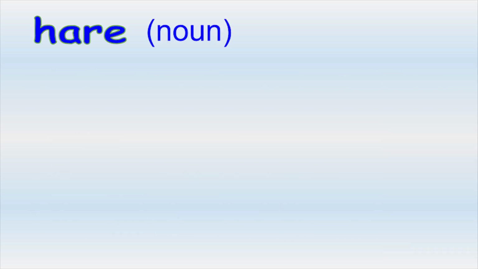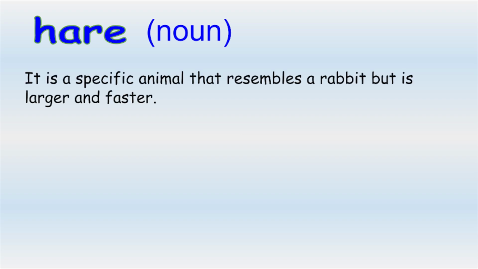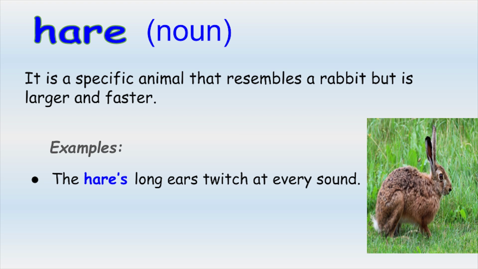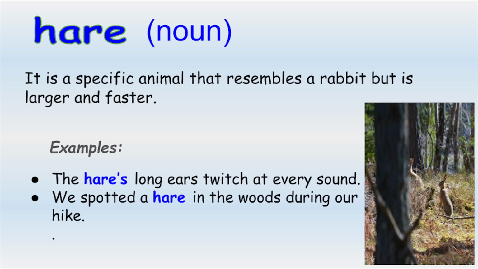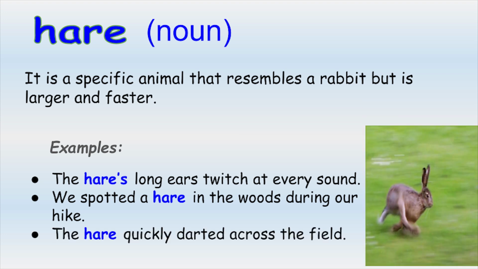Now for hare, spelled H-A-R-E. Hare is a noun. It is a specific animal that resembles a rabbit, but it is larger and faster. For example, the hare's long ears twitch at every sound. We spotted a hare in the woods during our hike. The hare quickly darted across the field.